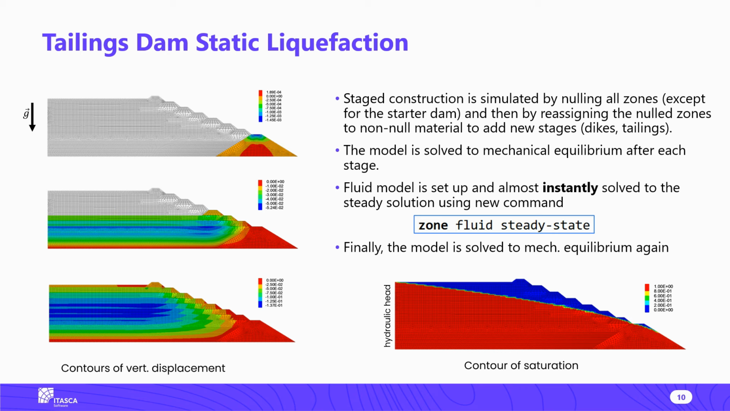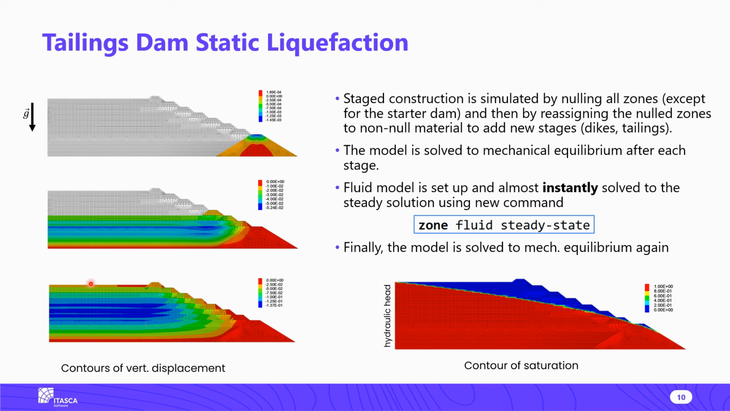Initially, all the zones of the model except for the starter dam are nulled, as shown here, and the stage construction is simulated by reassigning the null zones to non-null material to simulate adding new stages like dikes and tailings. Here you can see snapshots from simulating 3 different stages. The model is solved to mechanical equilibrium after each stage.